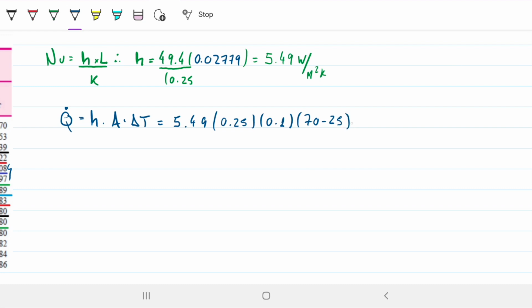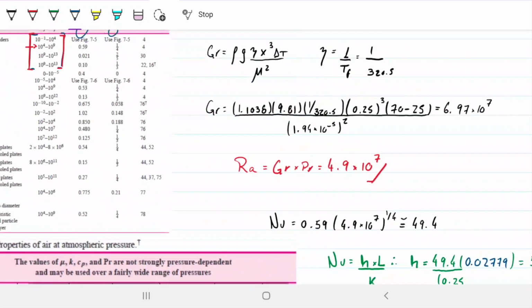Completely lost track of what I was doing. So this is watts per meter squared Kelvin. I'll multiply this by meters and by meters again by Kelvin. So I'll have the answer in watts. So the answer in watts, one side of the plate will give me 6.17 watts. Right? So let's see what the question is asking.